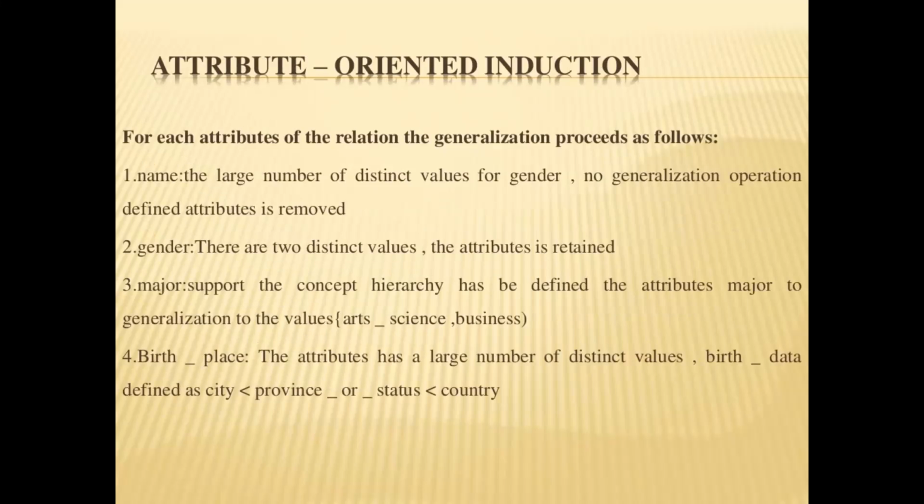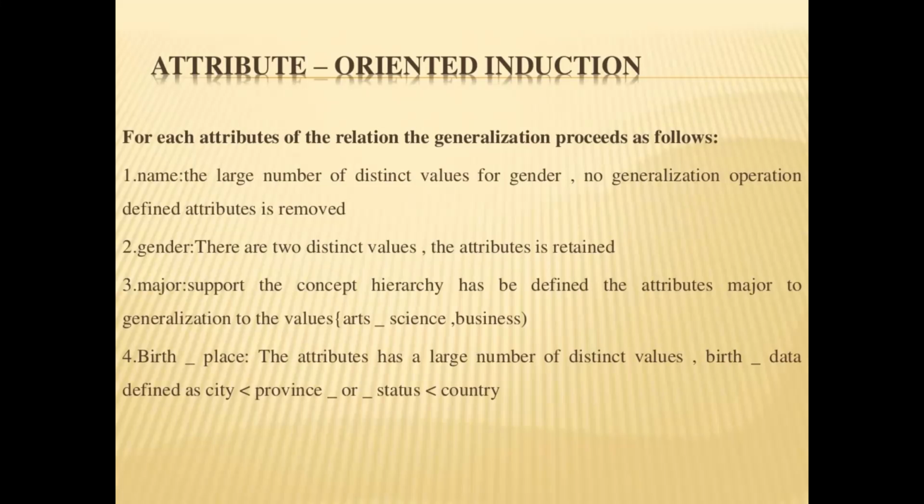Attribute-oriented induction. For each attribute of the relation, the generalization proceeds as follows. First, name: there is a large number of distinct values and no generalization operator defined, so the attribute is removed. Next, gender: there are two distinct values, so the attribute is retained. Major: suppose a concept hierarchy has been defined that allows the attribute major to be generalized to higher-level values.